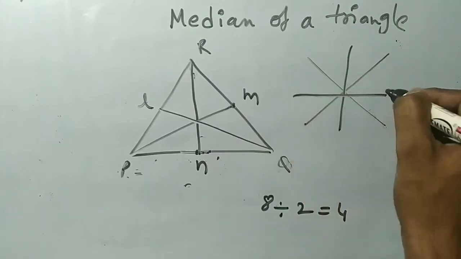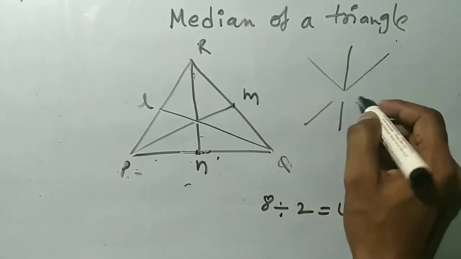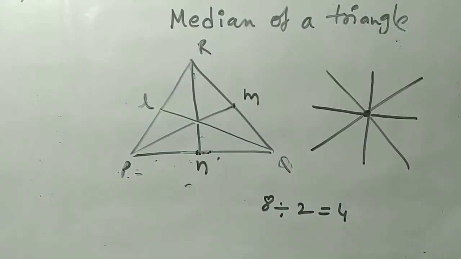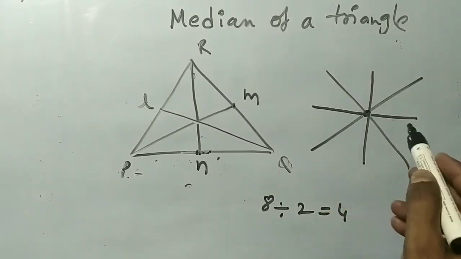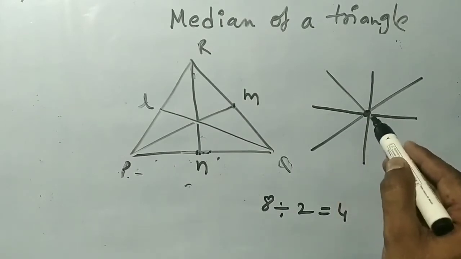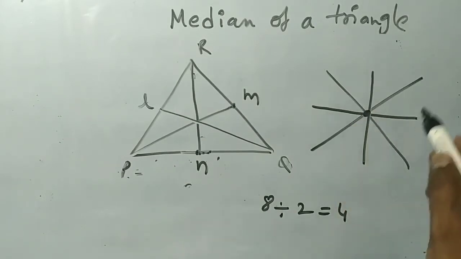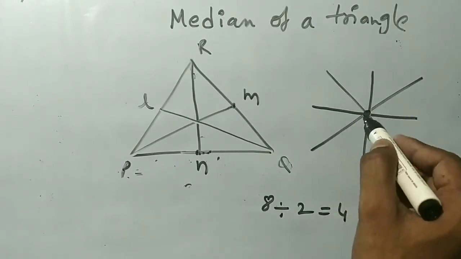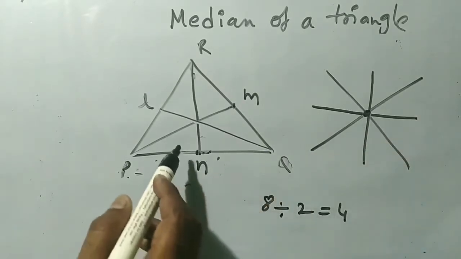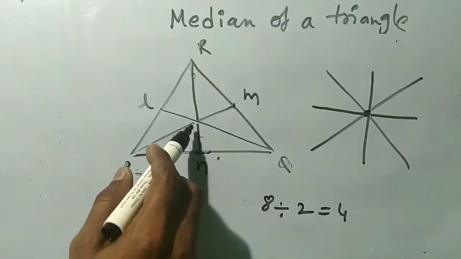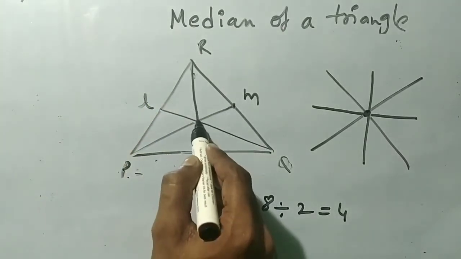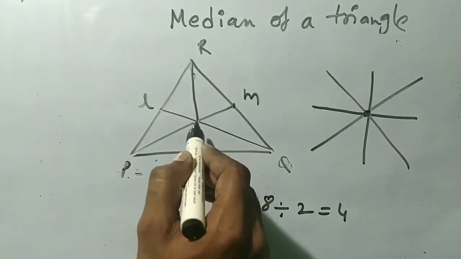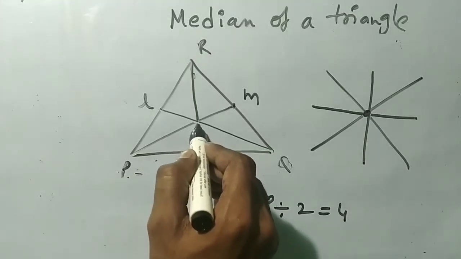If two or more lines pass through a common point, those lines are concurrent lines, and that point is the concurrent point. Similarly, if we observe here, the concurrent lines meet at a point, so this point is a concurrent point. This concurrent point is denoted by G.